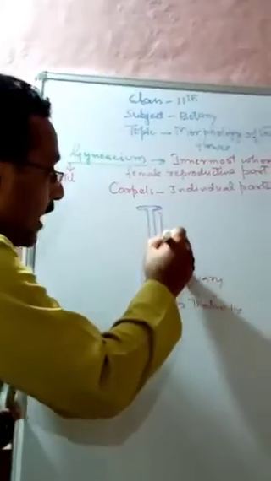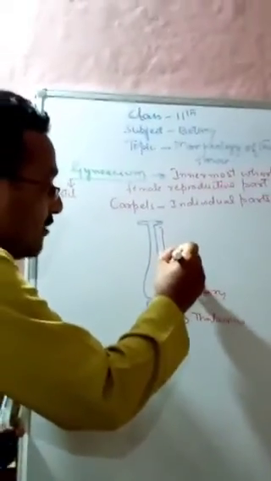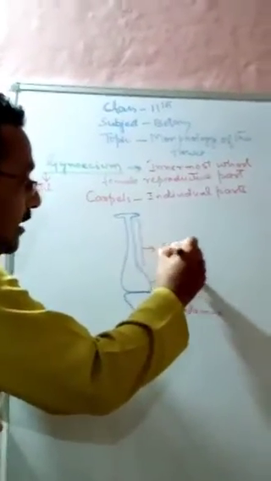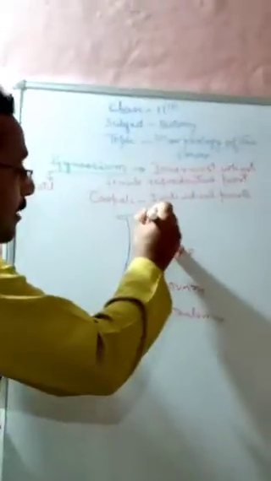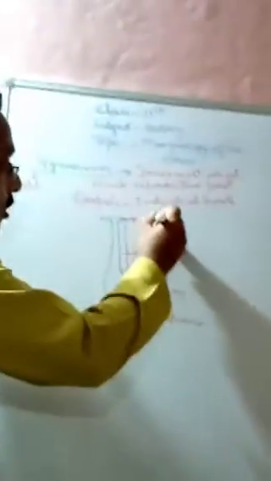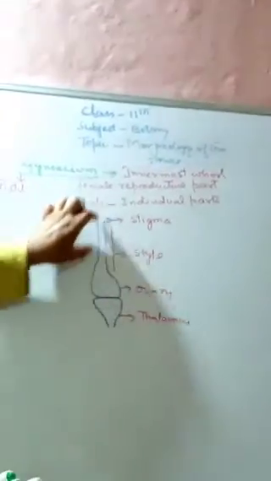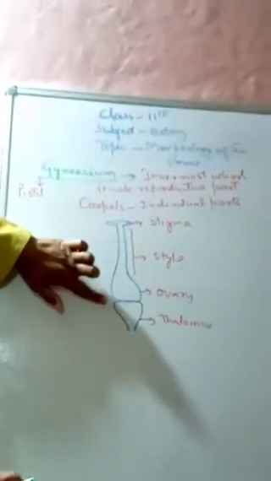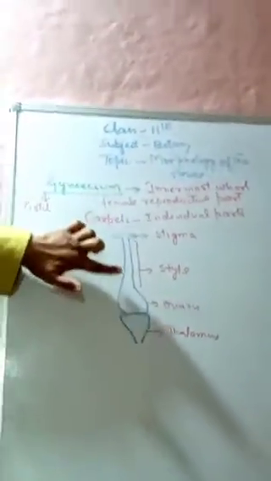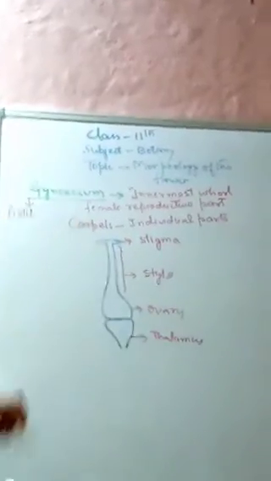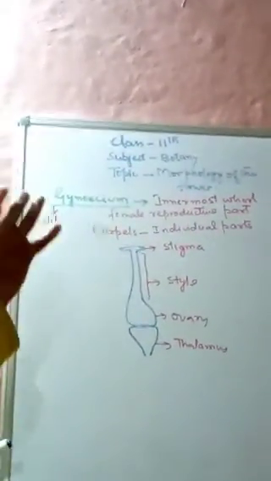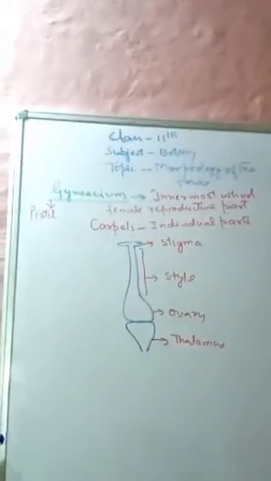Then this part is called the style, and this uppermost terminal part is called the stigma. So each carpel has three parts: ovary, style and stigma.